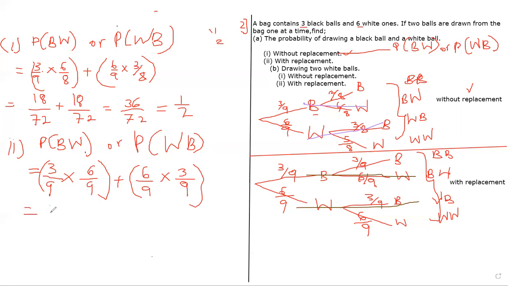That becomes 18/81 plus 18/81. That becomes simply 36/81. Of course, the answers you give must be simplified. Otherwise, it will be wrong. You must simplify your answer.